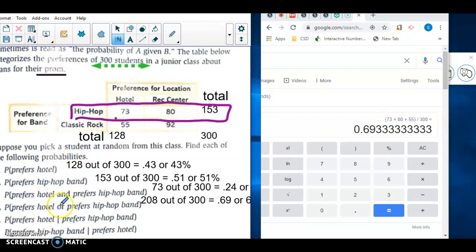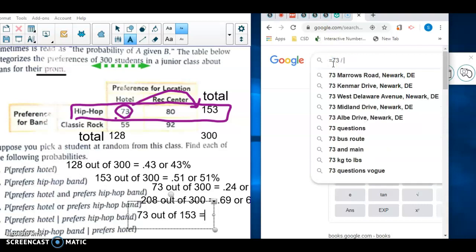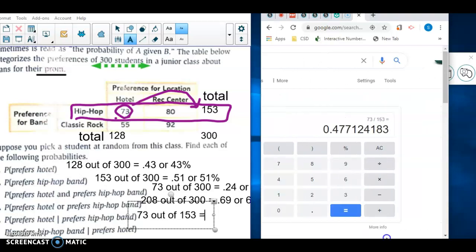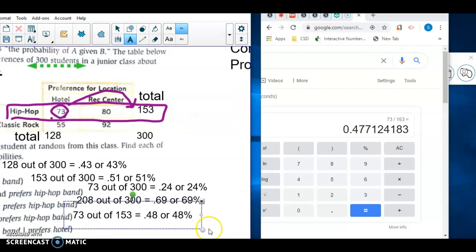So we're looking at how many prefer the hotel. In this row, we only have 73 of them out of how many are in this row, which we already added up to be 153. So this would be 73 out of 153, and that's the math we do. So you notice now we're not dividing by 300 anymore. So 73 divided by 153. Let's get a number answer, 47%. So 0.47, or let's call it 0.48, or 48%. Okay?